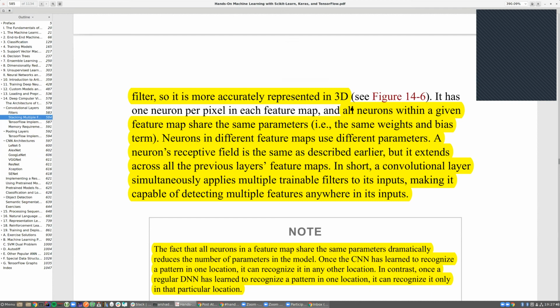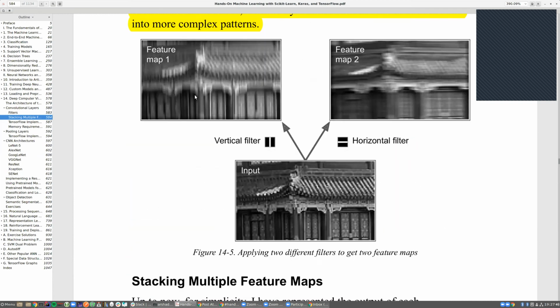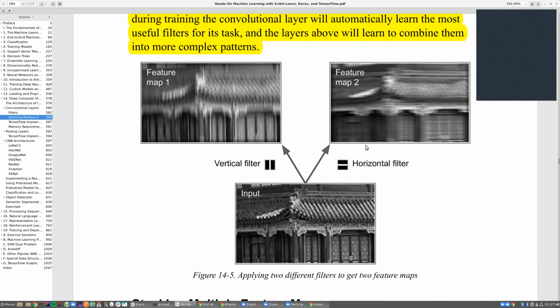All neurons within a given feature map share the same parameters. So that's one filter, which is the same as a feature map. Neurons in different feature maps use different parameters. So the parameters for this one are different to this one. Even though these two might be stacked together to produce these two outputs, the weights for this one are different. All the weights for this one are the same, but they're different from the weights for that one. And obviously you could have 100 different of these, and they're all being learned, and hopefully detecting completely different aspects of the original image to help you classify it.